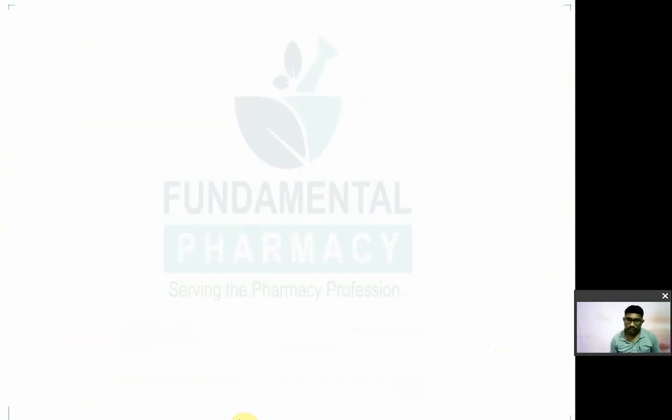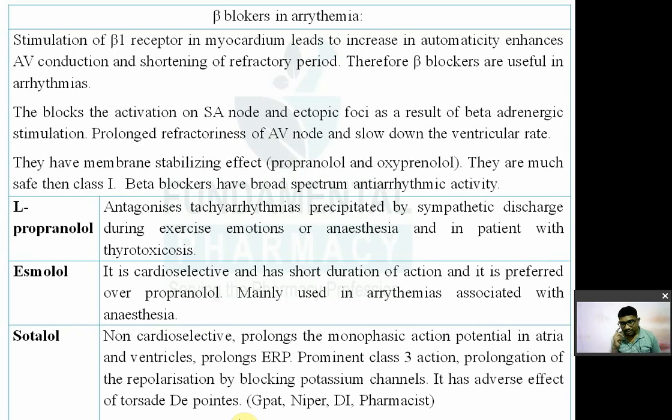Now the next class is the beta blockers. Beta adrenergic blockers. What will they do? They block the beta 1 receptor present in the heart. So what is the role of the beta 1 receptor? Stimulation of the beta 1 receptor in the myocardium increases the automaticity and AV conduction. When you stimulate beta 1, heart rate increases and force of contraction increases. It also causes shortening of the refractory period.